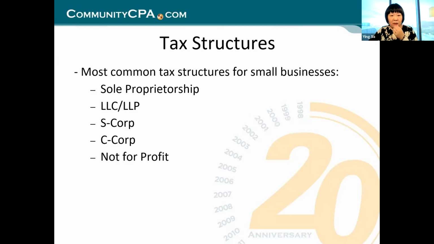In the US, these are regular structures for regular citizens. If you're not Elon Musk and you're not Donald Trump, you probably just need to know these ones, okay? And these are what the majority of successful small business owners would use. Number one is sole proprietorship. Number two is limited liability partnership or company. S Corp, C Corp, and then not-for-profit organizations. So these are structures that people are using.